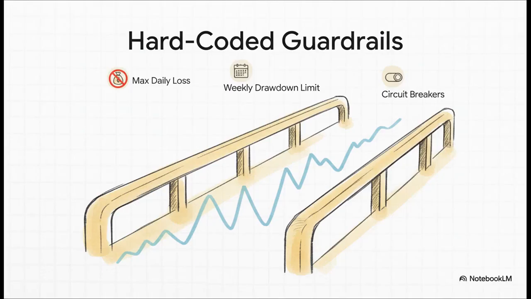Then, a few weeks later, we install your guardrails. This means a max daily loss limit, a weekly drawdown limit, personal circuit breakers. And I want to be super clear here. These are not suggestions. This is enforcement. They are designed specifically to protect you from yourself.